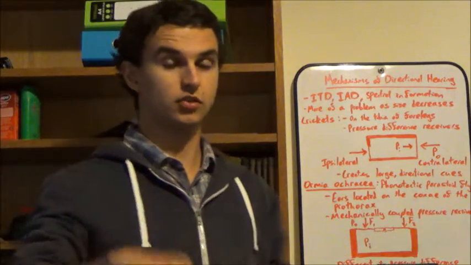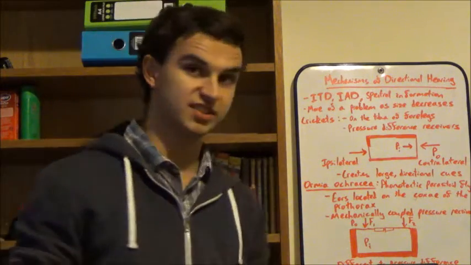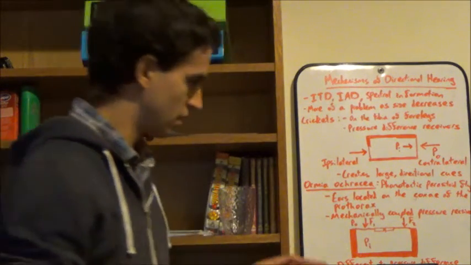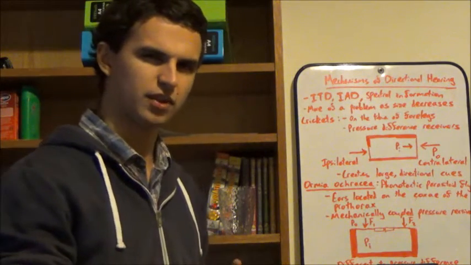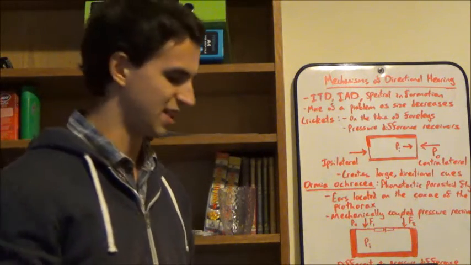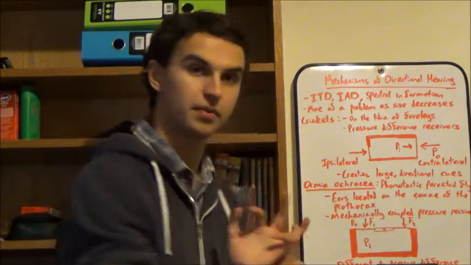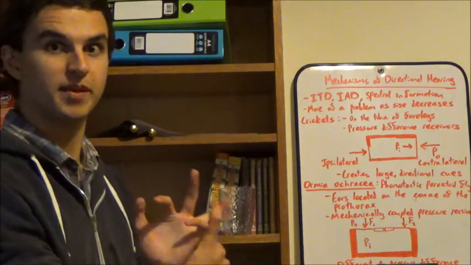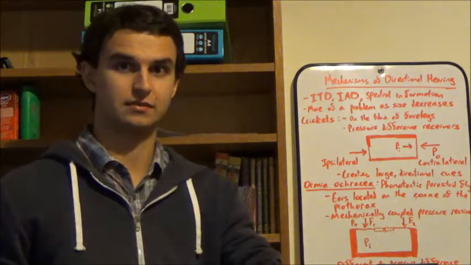Now, I talked about a normal pressure receiver. I've also talked about a pressure difference receiver. Is the ear that you just saw there any one of them? No, it's not. It's a third type of pressure receiver, the only type of its kind that's ever been discovered. This is called a mechanically coupled pressure receiver.